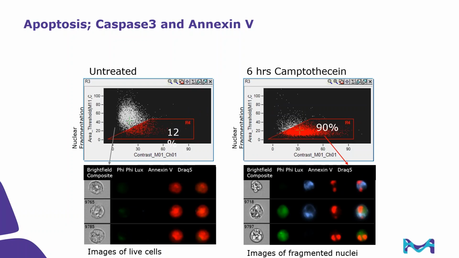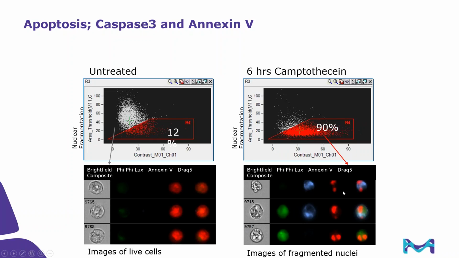And we can do that by looking at the IDEAS features contrast versus the area of the condensed chromatin structure. The live population, they have nuclei that look like this. They're nice and round. And then after treatment with camptothecin, you can see we get nuclear fragmentation and blebbing in the bright field imagery.